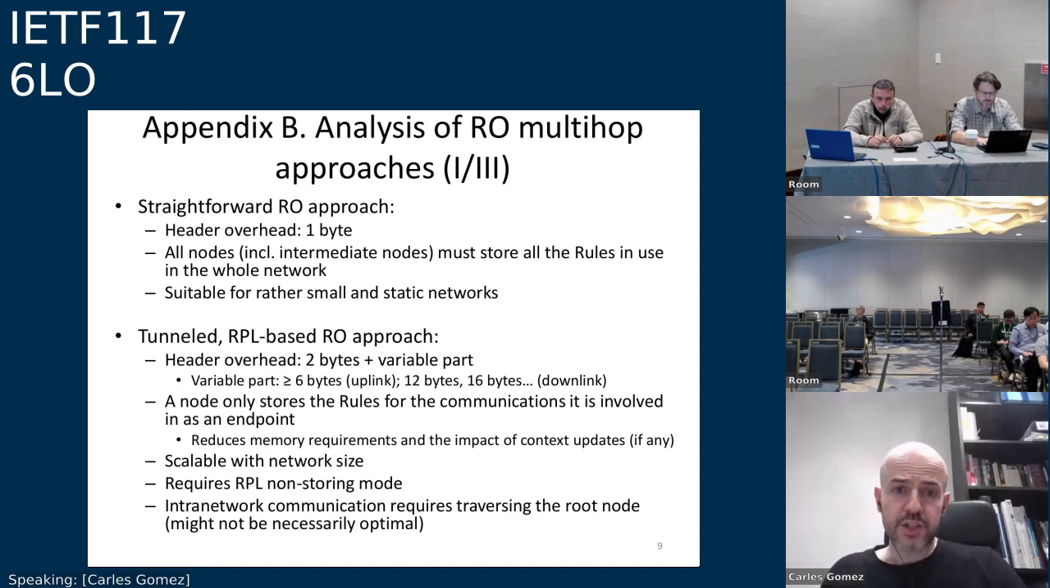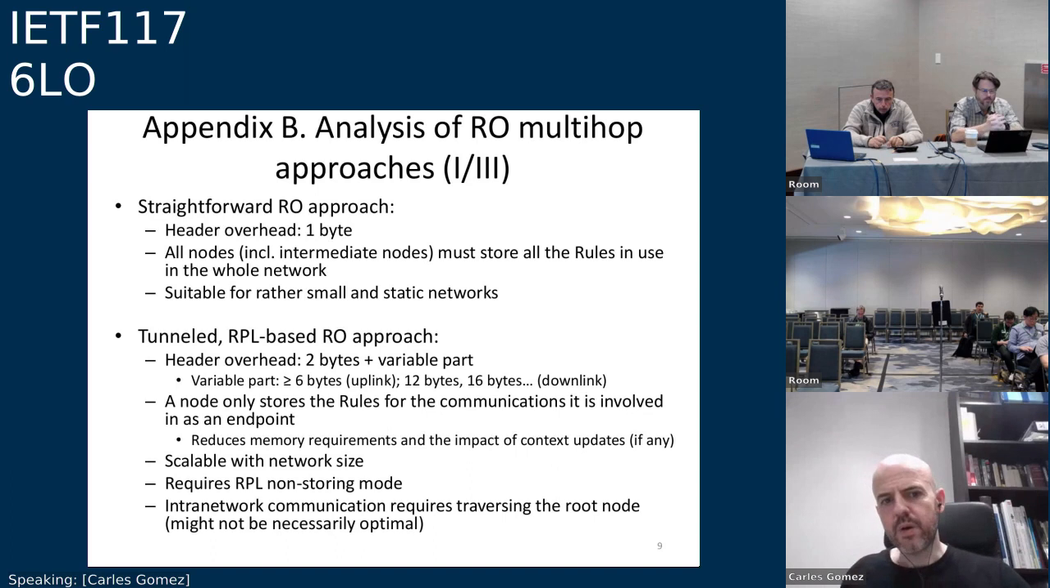The first one is the straightforward route over approach. This is the one that incurs the lowest header overhead. It's only 1 byte. However, it pays the penalty of all nodes, including any intermediate nodes, having to store all the rules in use for compression in the whole network. So this would rather be suitable for small static networks where perhaps there are not many communication flows.